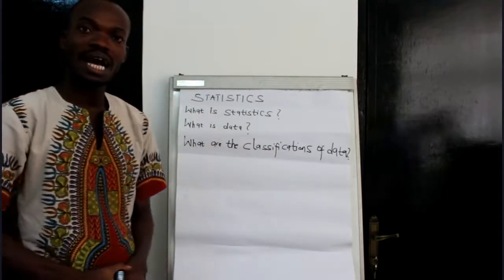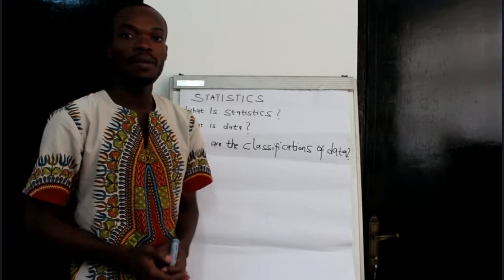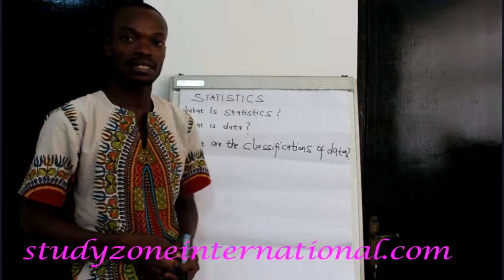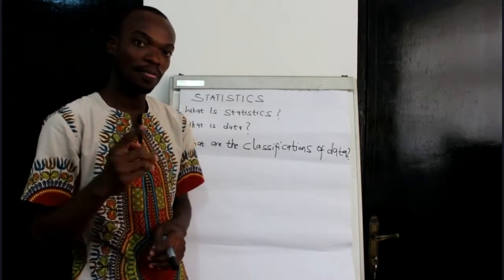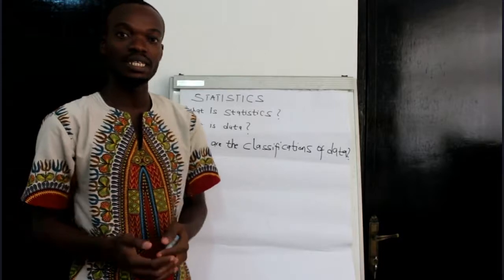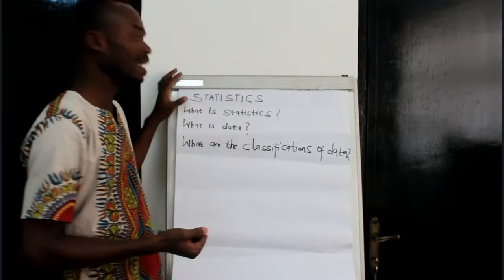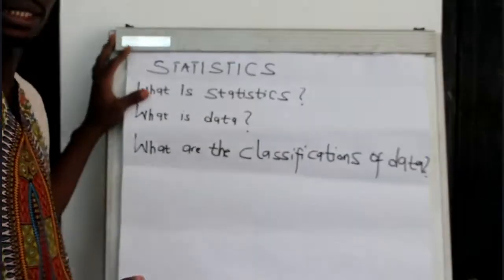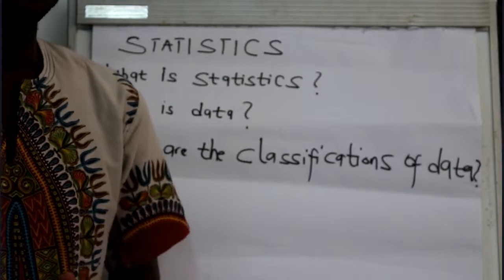Today we're going to look at the concept of statistics. We'll start by defining some basic terms in statistics and gradually build up to the more complex issues. Remember, the rule is don't panic. It's very simple and easy to understand. These are the terms we are going to define today. What is statistics? What is data? And what are the classifications of data?